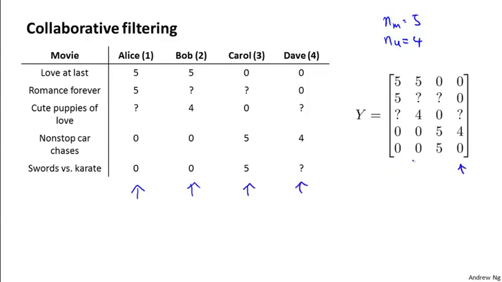And it's just taking all the elements, all of this data, including question marks, and grouping them into this matrix. And of course, the ij element of this matrix is really what we were previously writing as y superscript i comma j. It's the rating given to movie i by user j.